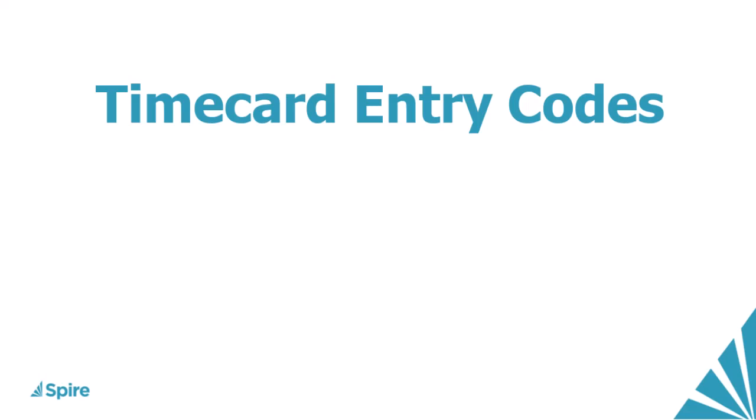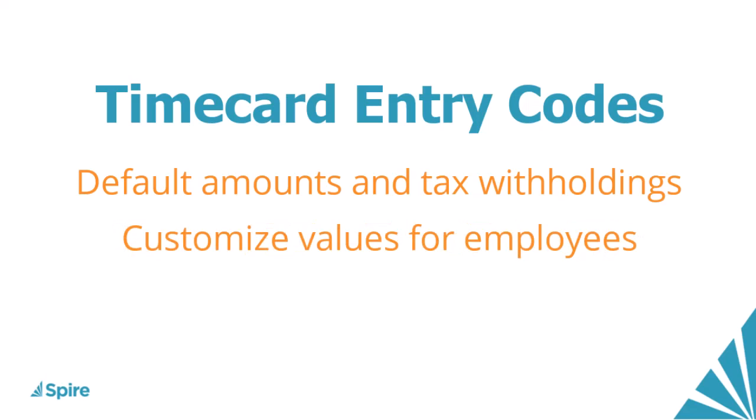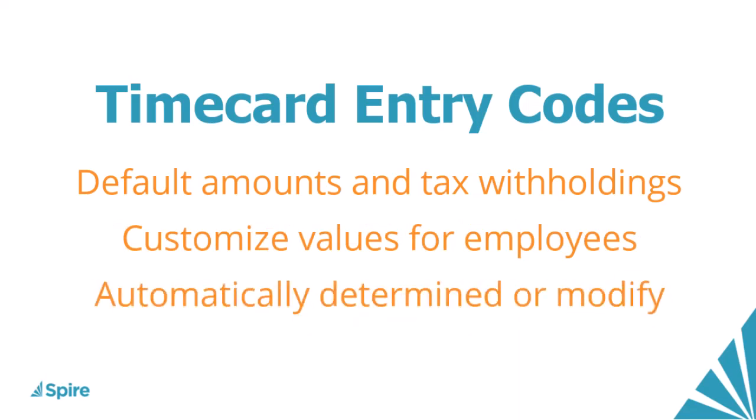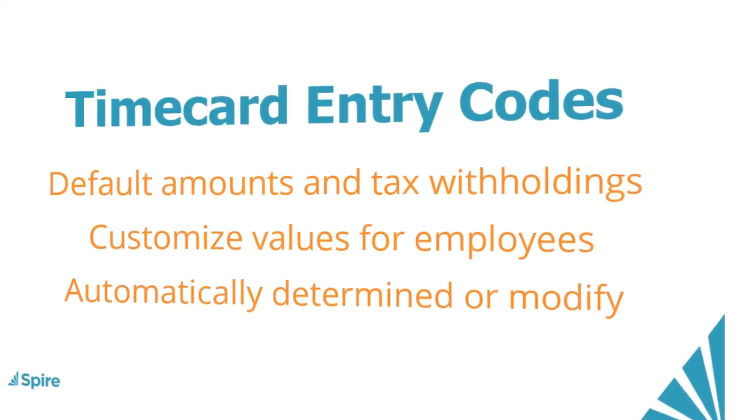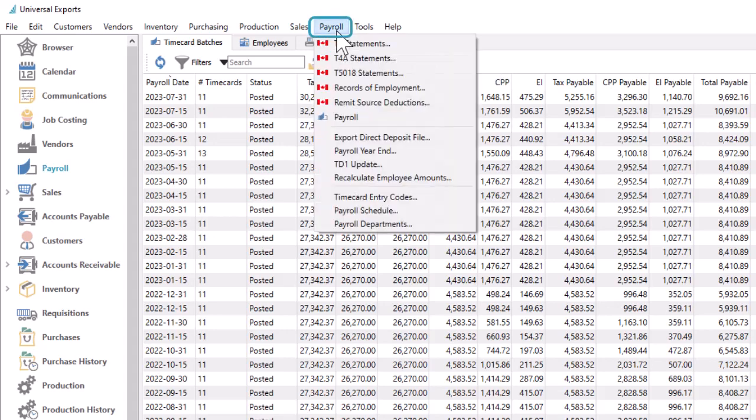Employee timecard amounts are determined from predefined entry codes, which contain default amounts and the associated tax withholding requirements. Timecard code values can be customized for each employee so that payroll entries can be automatically determined or modified as needed. To access the list of entry codes, from the top Payroll menu, choose Timecard Entry Codes.